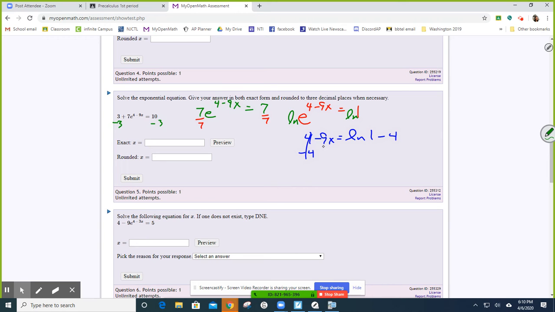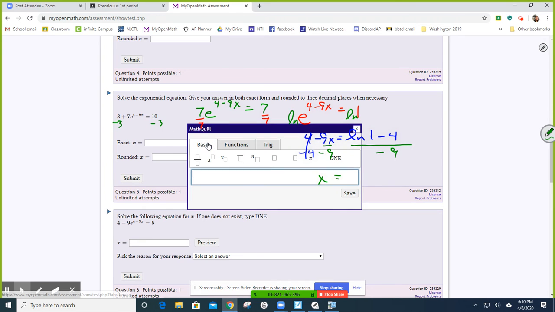I'm going to divide both sides by negative 9. So my exact answer, and I don't know if it's going to take this or not because I know something special about the ln of 1, but let's see if it will. I'm going to come over here. I'm going to put my fraction, and up top, I'm going to have the ln of, oh, good gravy. What did I just do?